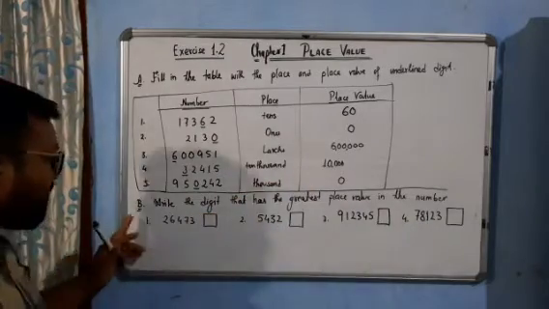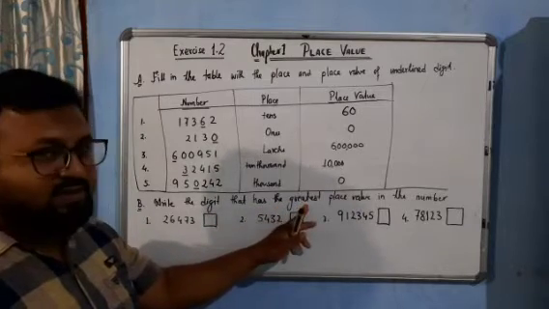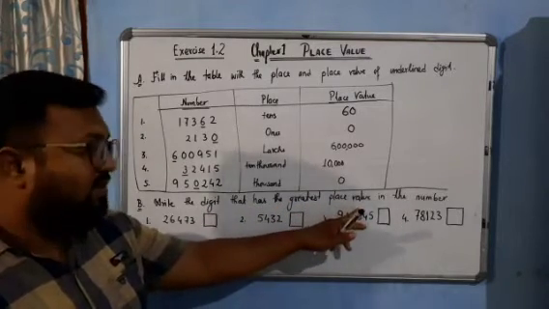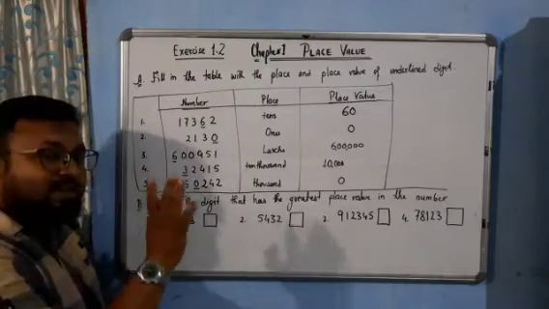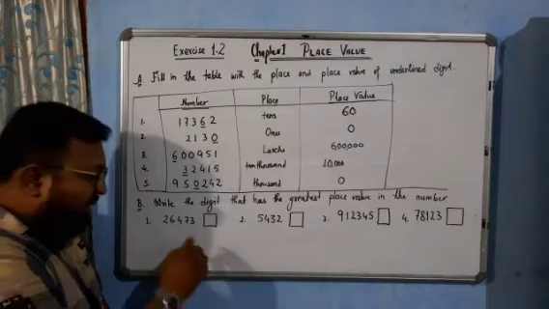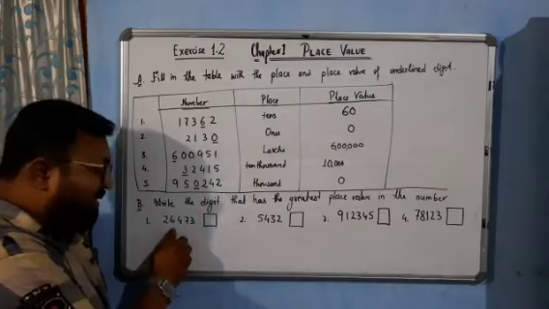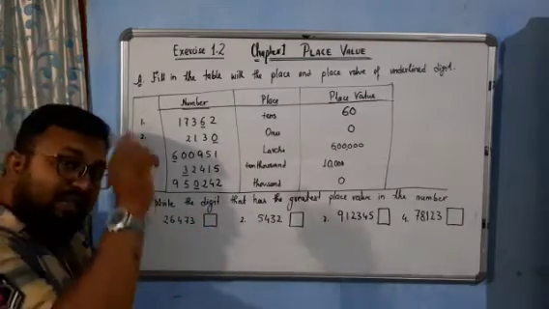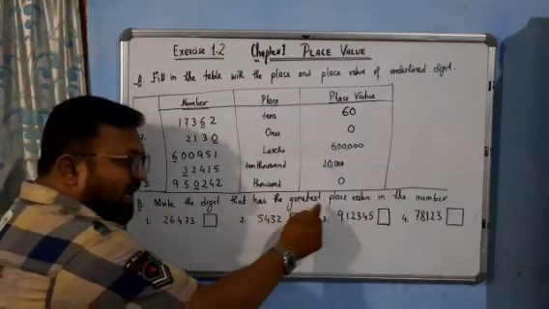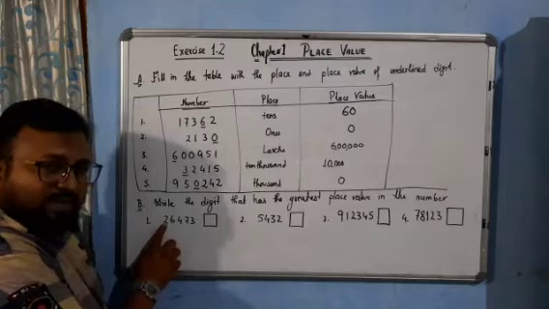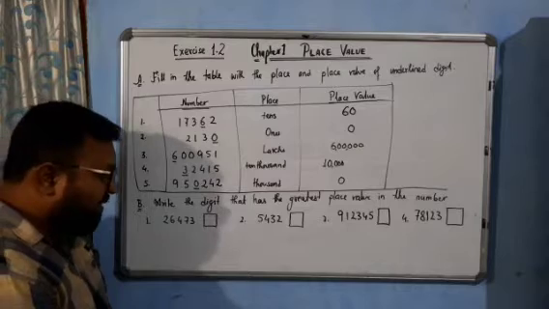Now come to the next question, question number B. Write the digit that has the greatest place value in the number. In this number, which digit is having greatest place value? 3 is in 1's place, 7 is in 10's place, 4 is in 100's place, 6 is in 1000, 2 is in 10,000 place. So write the digit that has the greatest place value. 2 is having the greatest place value because it is in 10,000 place. So we will write 2 here.